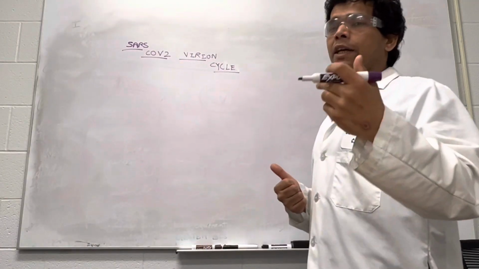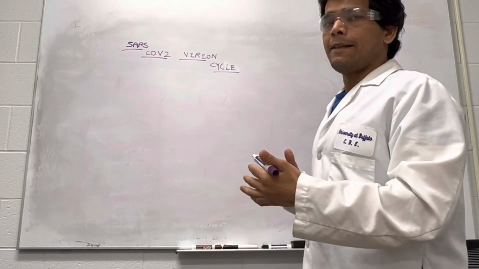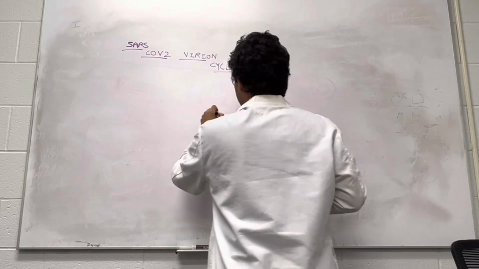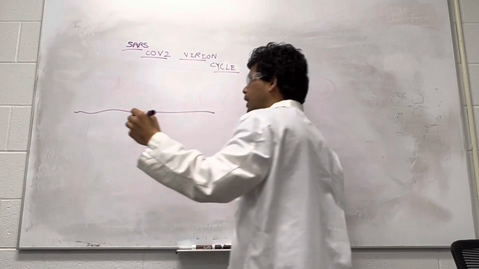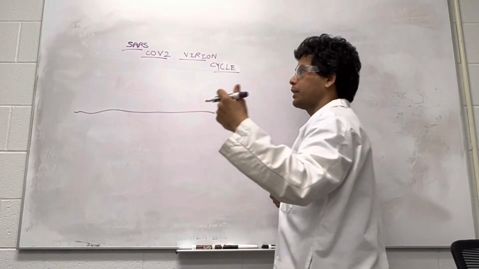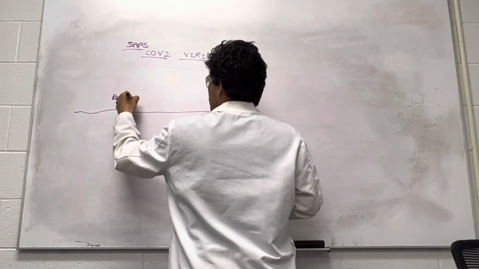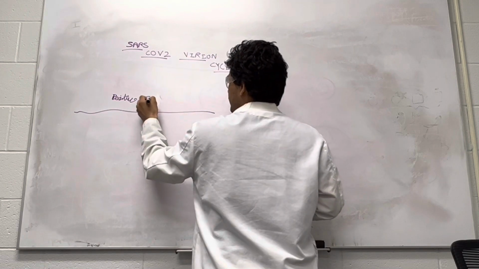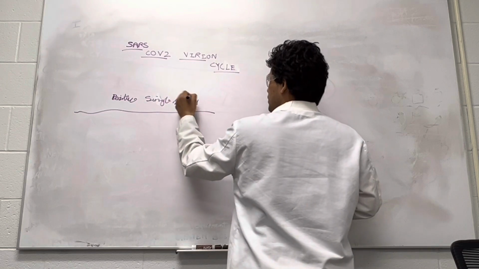So far we have understood how the virus enters into the cell and how uncoating happens. After uncoating, we will start from there. SARS-CoV-2 has genetic information in the form of positive single strand RNA.